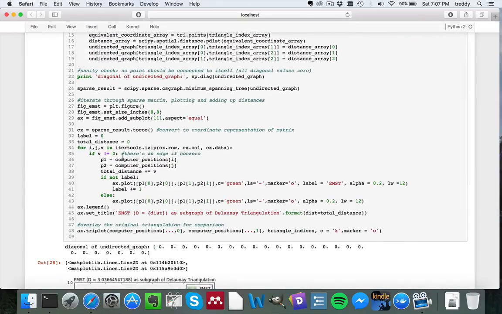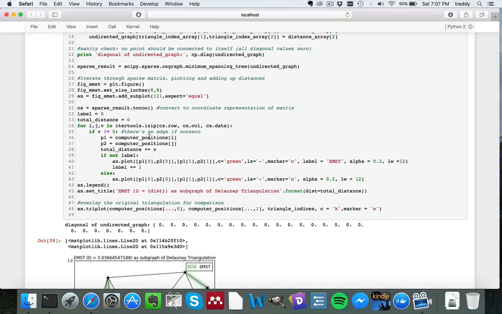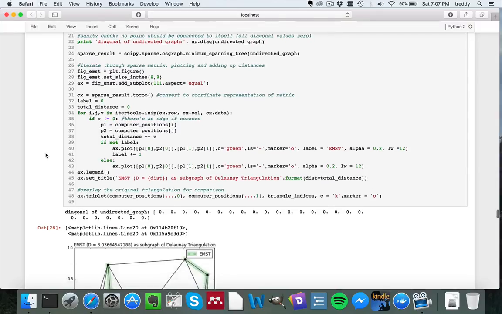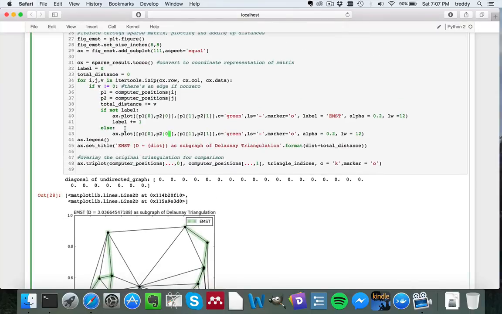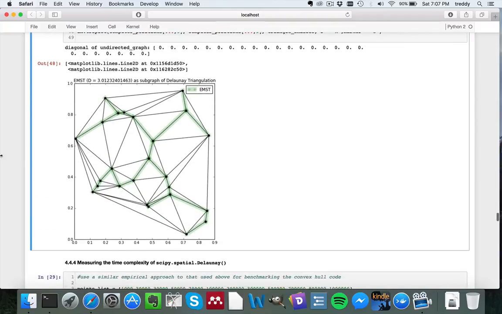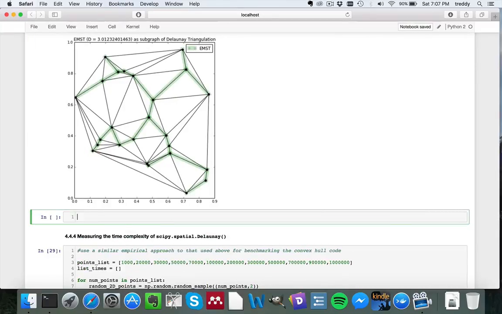And so I'm just calculating the total distance, which is shown in the plot here, by iterating through the sparse result. The sparse result is converted to an actual denser result, so it's a coordinate matrix, so that I can actually add in the total distance, which is measured in these cx.data values from the nodes. So I'll execute this once more just to be safe, and then we can take a quick look at the cx, this data structure that we got, just to see what's going on in there.